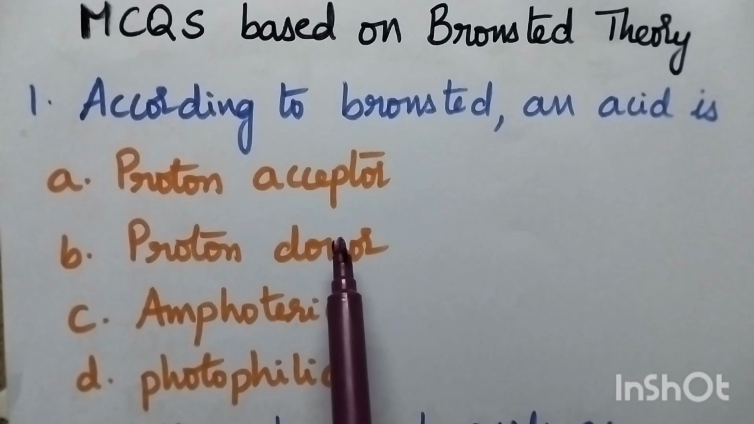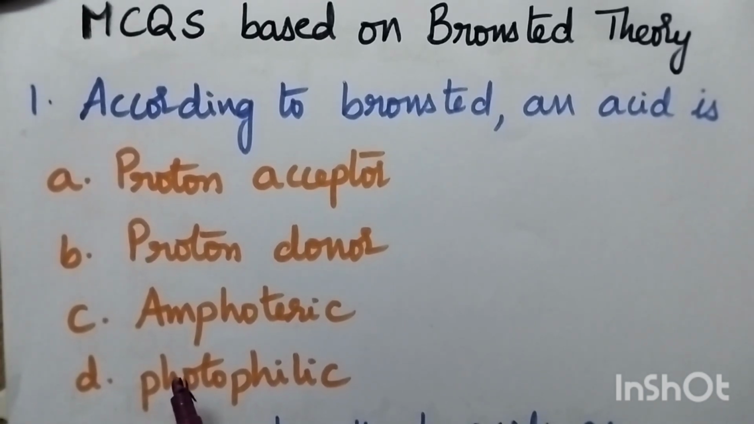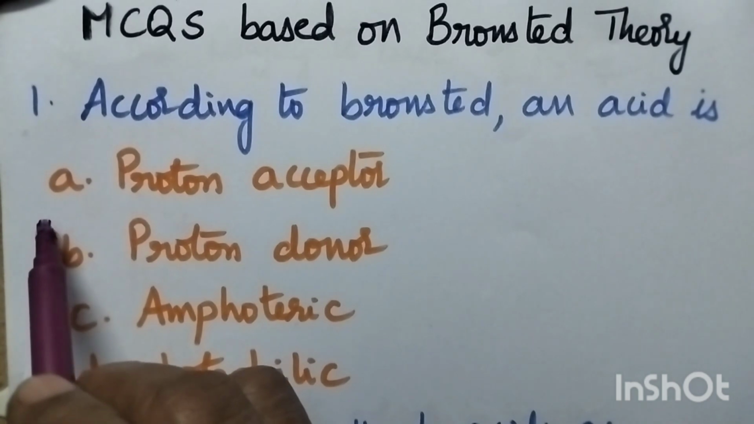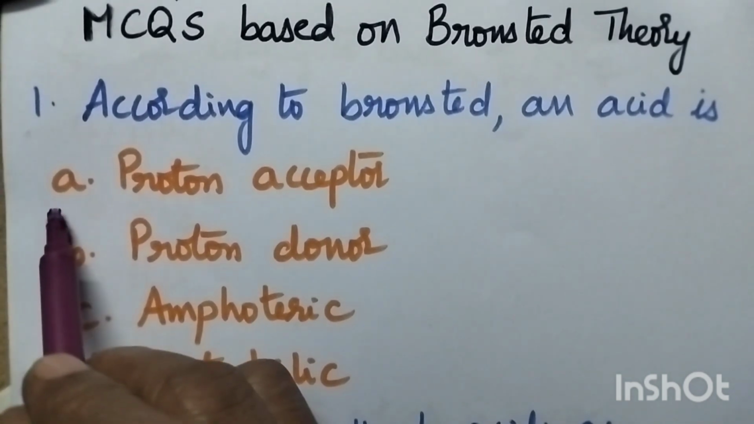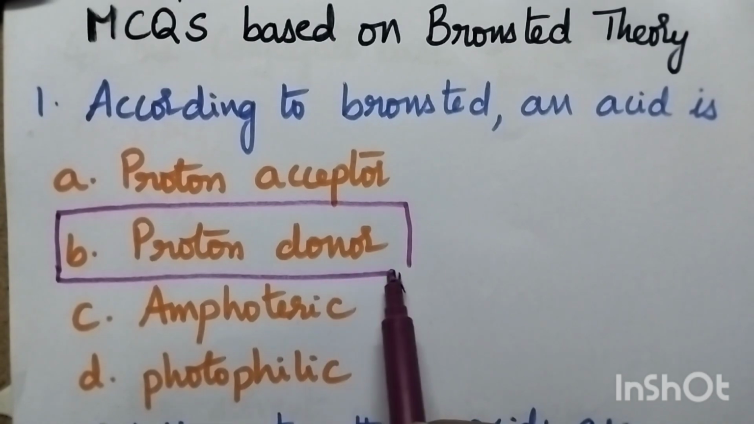A. Proton acceptor. B. Proton donor. C. Amphoteric. D. Protophilic. So according to Bronsted theory, an acid is a proton donor. So option B is the right answer.